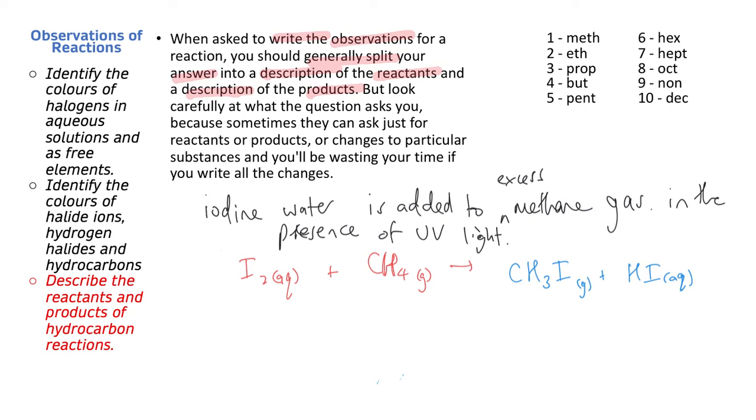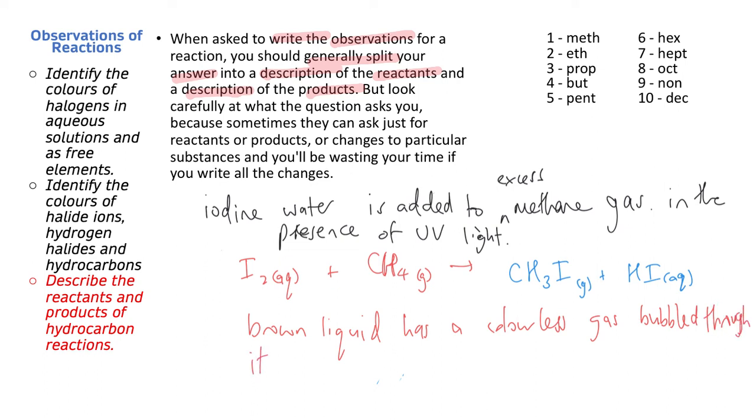So what does it look like? What do the reactants look like? I have a brown liquid, which is the I2, and a colorless gas, which is the methane, bubbled through it, which means you're just adding the methane to it. And then what happens? It forms iodomethane and hydrogen iodide, which are both colorless substances.